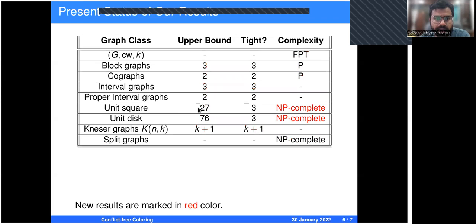This is the current status of the problem, where after submission to IWOCA, we studied the problem on both unit square and unit disk graphs. We showed that both the problems are NP-complete. One open question in this work is to improve these upper bounds from 27 to maybe a single digit, and also 76 to a single digit.